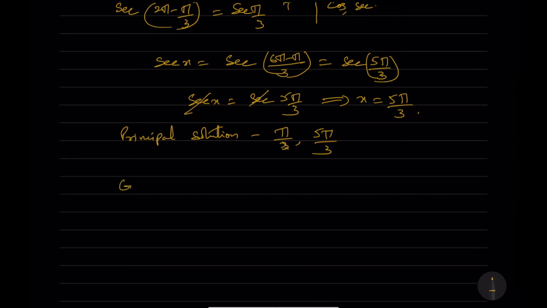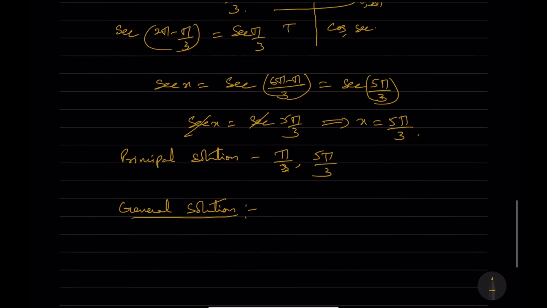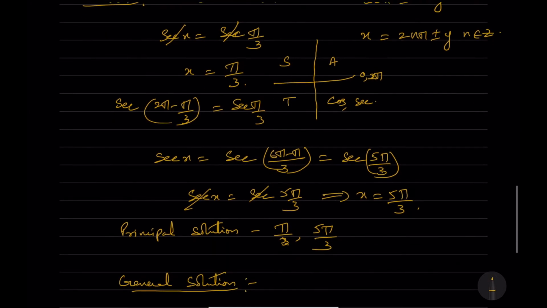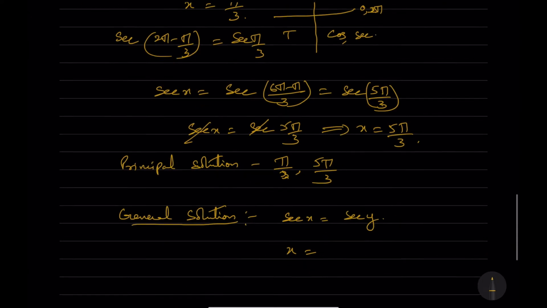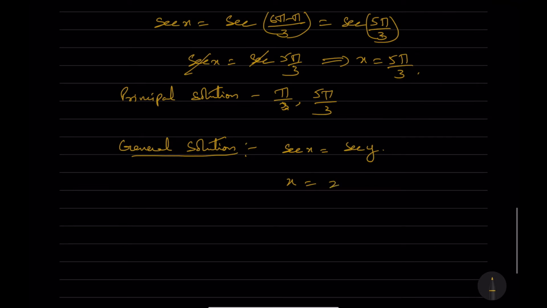What is the general solution? We'll see. I told you for cos and secant it's the same. So secant x is equal to secant y means x is equal to 2n pi plus or minus y.